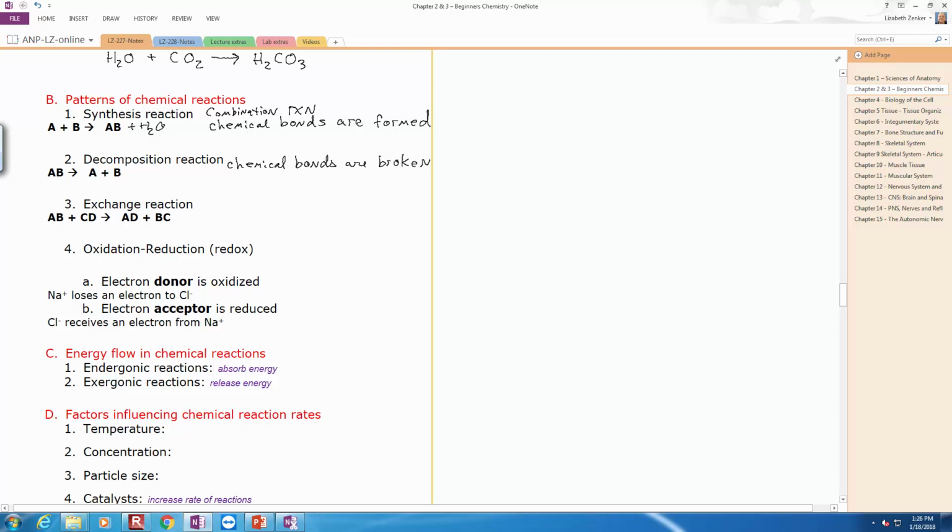Okay. And so they're showing you AB is what now? AB is a reactant. It's getting broken down into two products, A plus B. Okay. So would water be on the reactant side or the product side if this was hydrolysis? Right. It would be a reactant because you added it into the equation to break up AB.